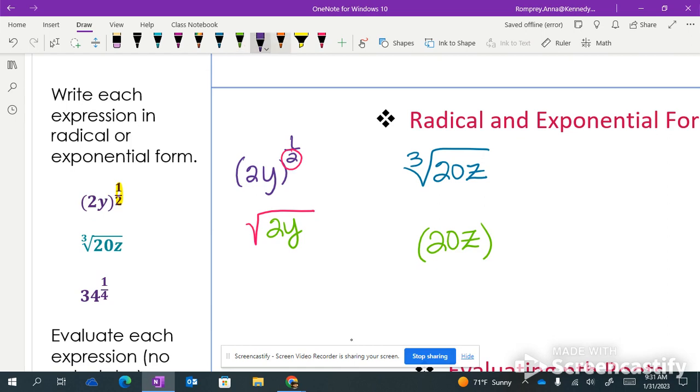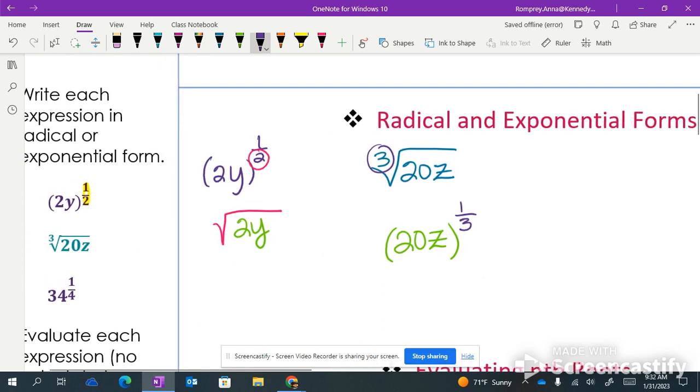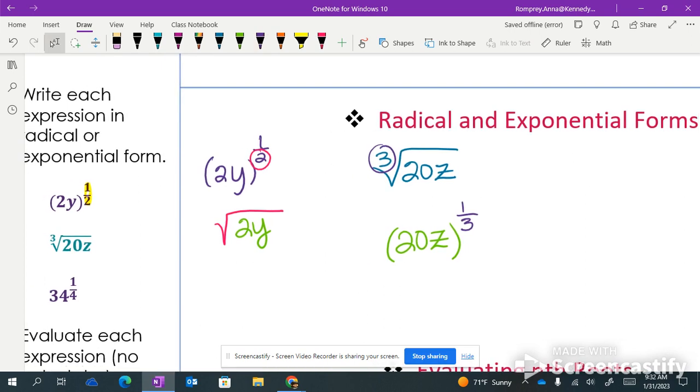And now I want to figure out what my fraction is. I always start with that denominator. In this case, our index is 3, so that goes on the denominator. And I don't have an exponent, so I'm just going to use 1. Cool. That's all you've got to do. We're just rewriting. So go ahead, pause the video, and I want you to try the next one.